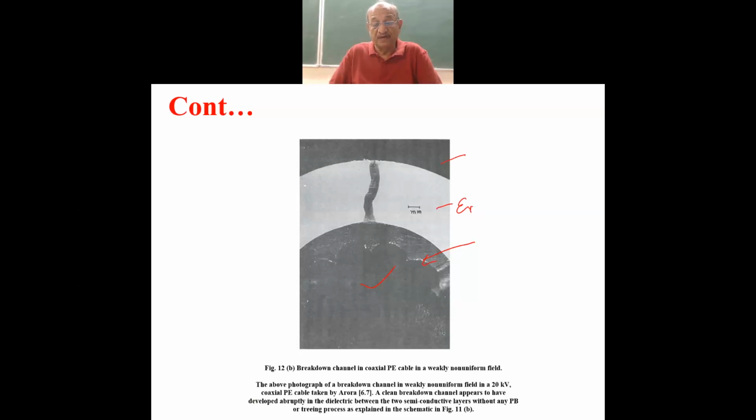This is so typical, was explained by Pilling, and now we have seen the actual process in actual dielectrics one can produce, and it does happen. In this case also, it is very difficult to obtain such kind of a clean breakdown channel through the dielectric. The depth of the dielectric is something around 6 millimeter. Why is it very difficult?